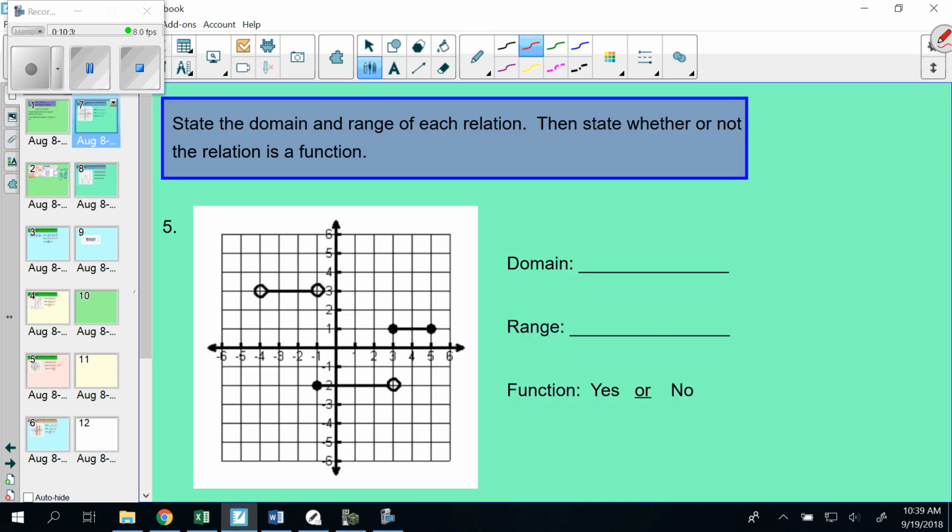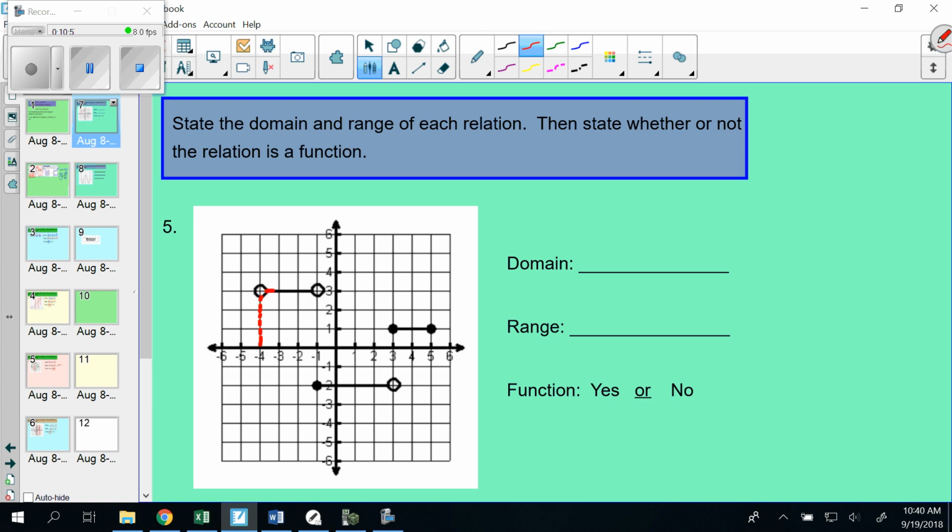Okay, two more here. This one is what's called a piecewise function. We'll get into more of that later, but it's separate pieces here. We want to, again, state what's the domain and range. So let's start with our x's. On the left, looks like the outermost one is -4.